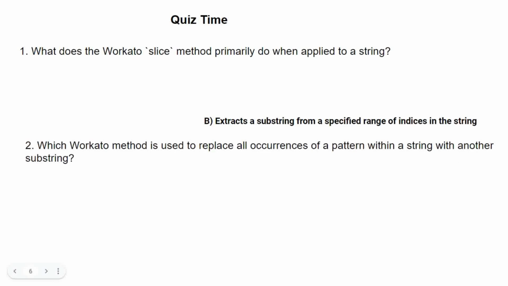The second question is, which Workato method is used to replace all the occurrences of a pattern within a string with another substring? I hope everyone gets the answer for this, because we saw previously in the live demo how the formulas work, right? So let me give you the answer. This is gsub, that's absolutely right. So gsub basically finds a substring and replaces it with another substring.